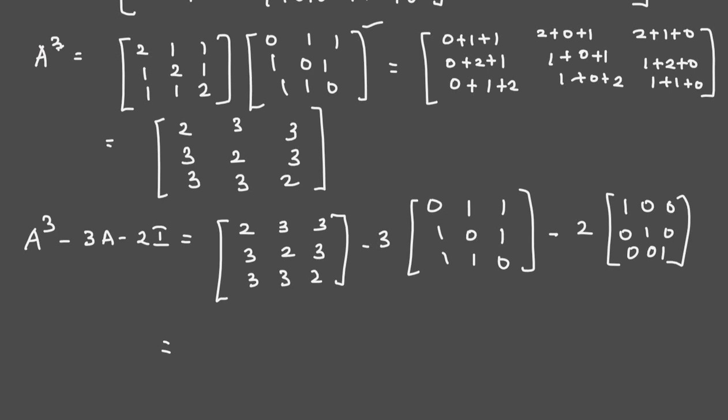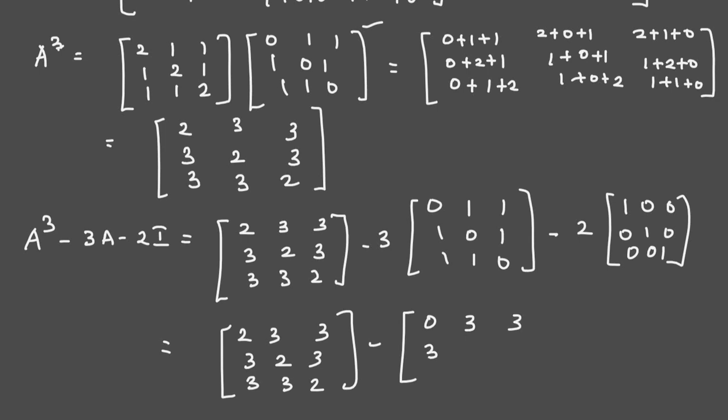Now this gives us 2 3 3, 3 2 3, 3 3 2, minus, multiplying by 3, 0 3 3, 3 0 3, 3 3 0, minus 2 0 0, 0 2 0, 0 0 2.